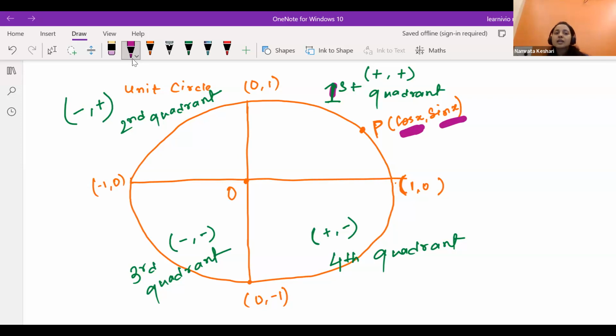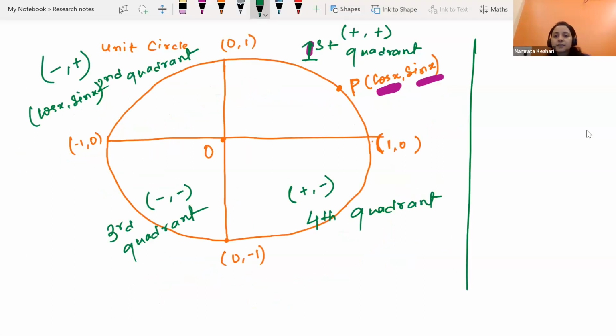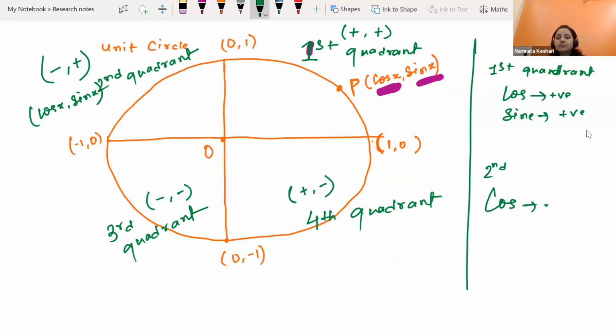In the second quadrant, comparing with the coordinate (cos x, sin x), can we say that cos is negative and sin is positive? Yes. First quadrant: cos positive, sin positive. Second quadrant: cos is negative and sin is positive. In the third quadrant, cos is negative, yes or no? And sin is negative.